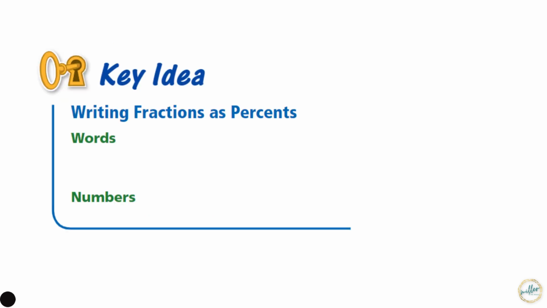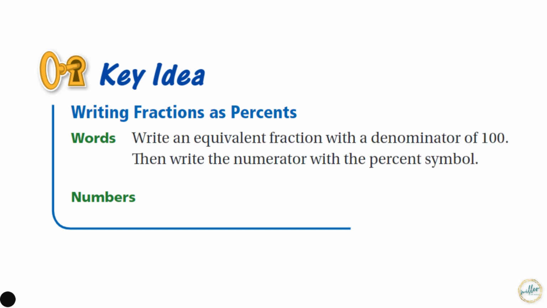Here's your next key idea, writing fractions as percents. In words, we can say write an equivalent fraction with a denominator of 100. Then write the numerator with the percent symbol. In numbers, maybe a little more simple. If we start with 1/4, we can multiply the top and the bottom by 25 in order to get a denominator of 100 because percents are over 100. So 25%.